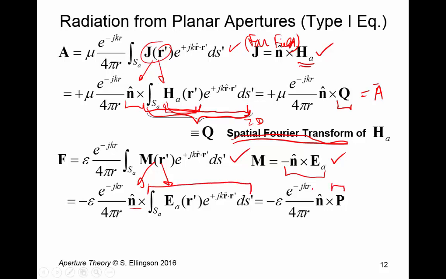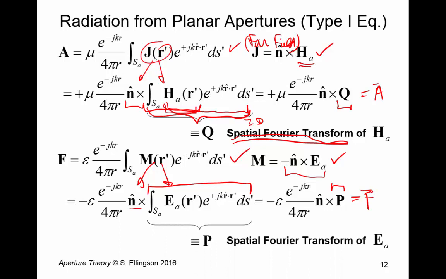So here's P. So here's a simplified expression, and this is F. And guess what? P turns out to be the spatial Fourier transform of the electric fields in the aperture. So we find that the magnetic vector potential is obtained by computing the spatial Fourier transform of the electric fields in the aperture. You take n cross of that quantity, you apply a spherical wave function, and then minus epsilon.